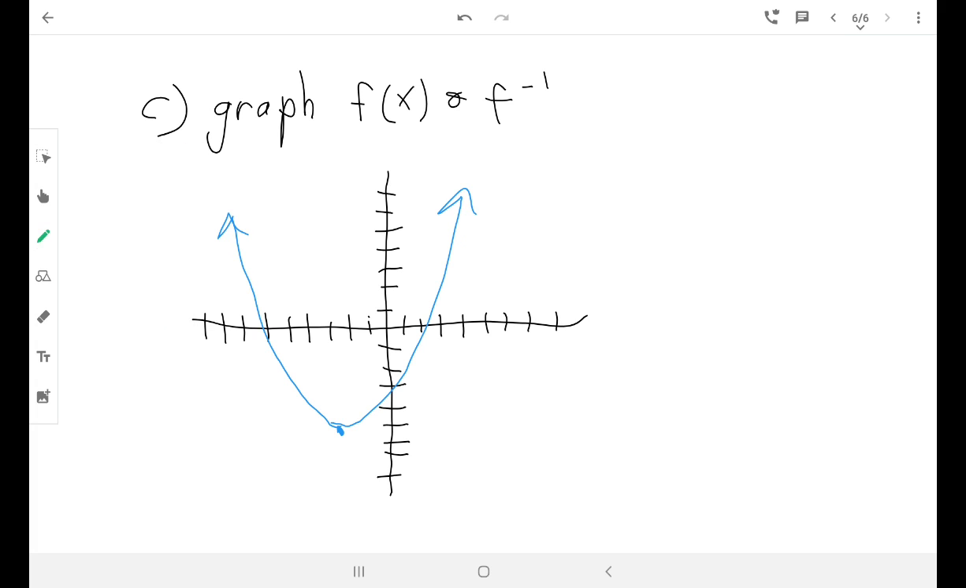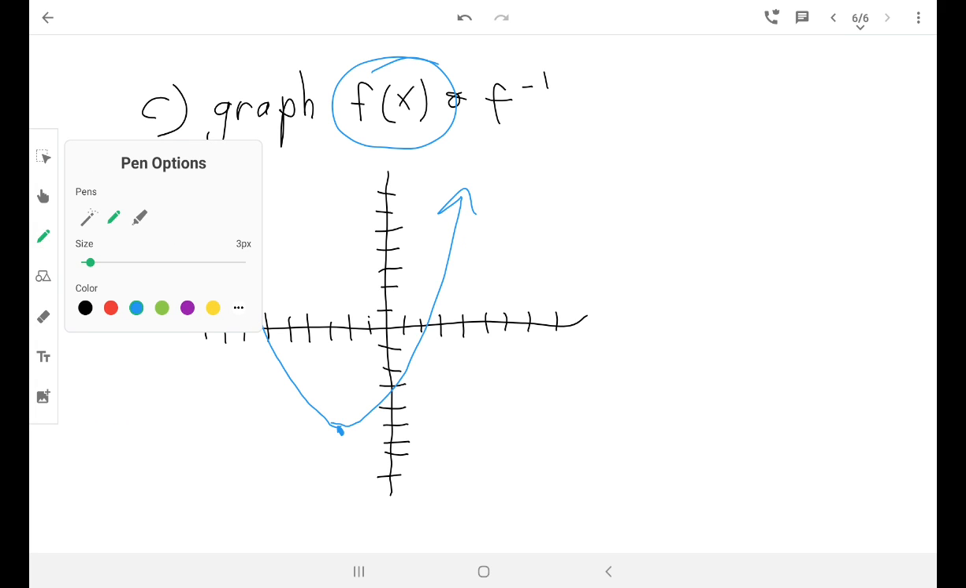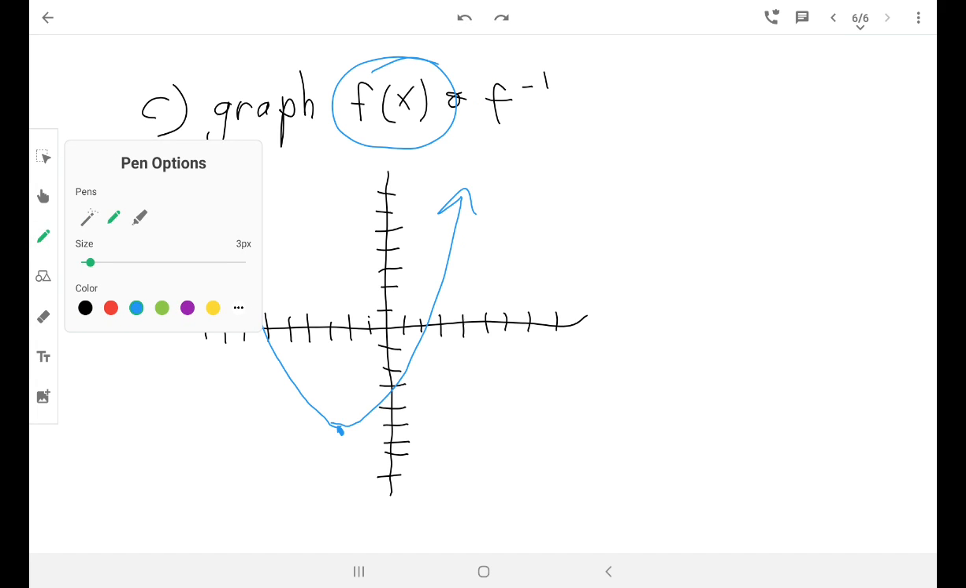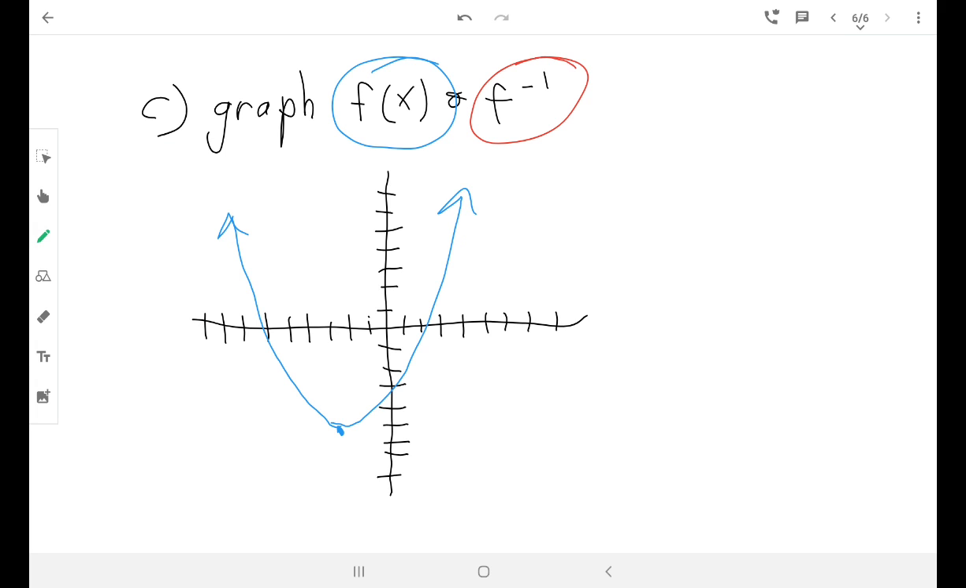Let me do the inverse in red. So the original function is in blue. I didn't switch it. The new function, not function, again, not a function. The new relation, the inverse relation, is going to be in red. And the way I'm going to do that is I am going to draw the line y equals x, which looks like that.